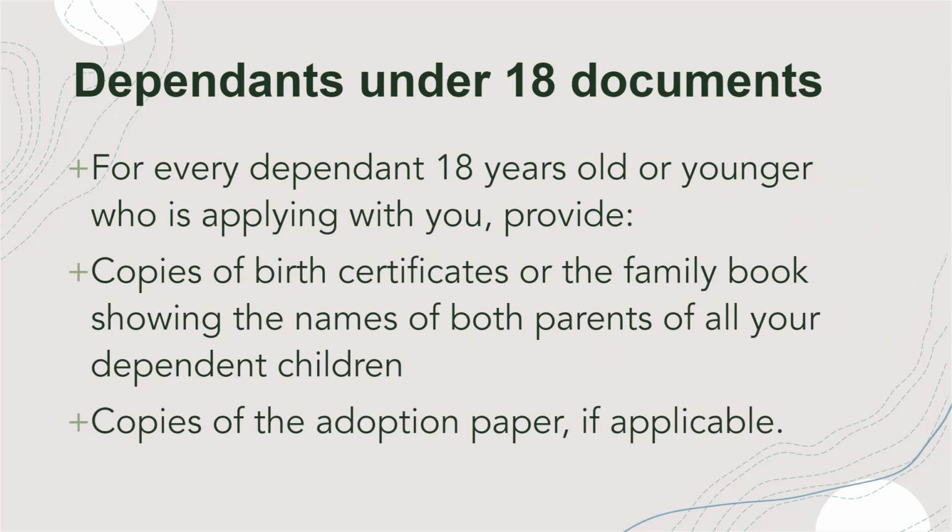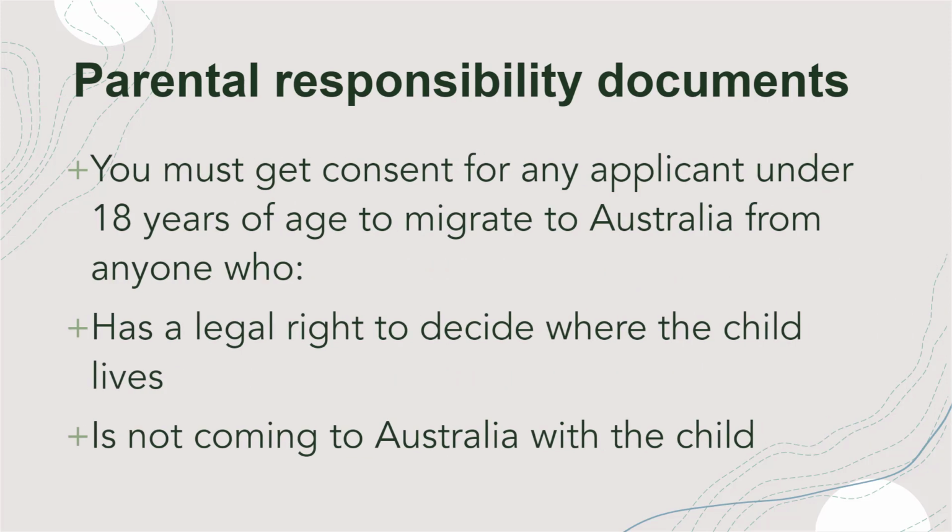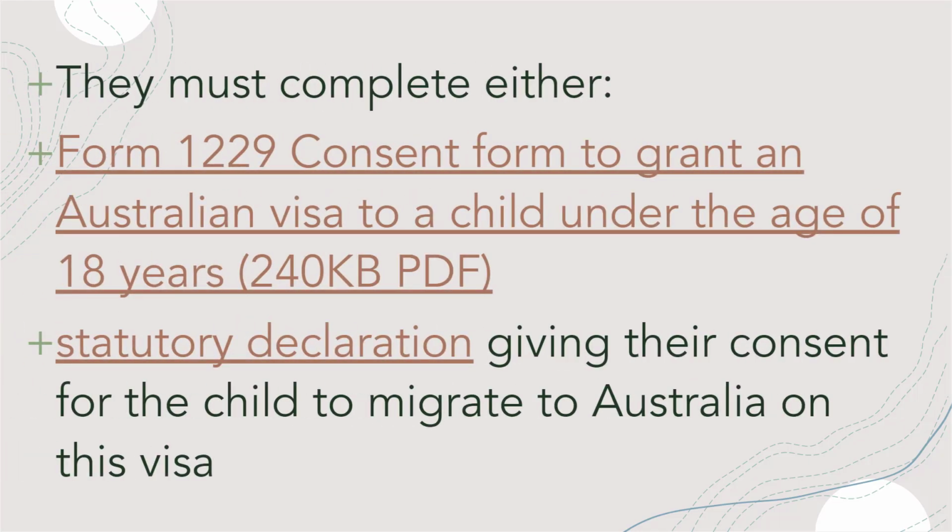Provide copies of birth certificates or the family book showing the names of both parents of all your dependent children, and copies of the adoption papers, if applicable. You must get consent for any applicant under 18 years of age to migrate to Australia from anyone who has a legal right to decide where the child lives and is not coming to Australia with the child. They must complete either Form 1229, the consent form to grant an Australian visa to a child under the age of 18 years, or a statutory declaration giving their consent for the child to migrate to Australia on this visa.